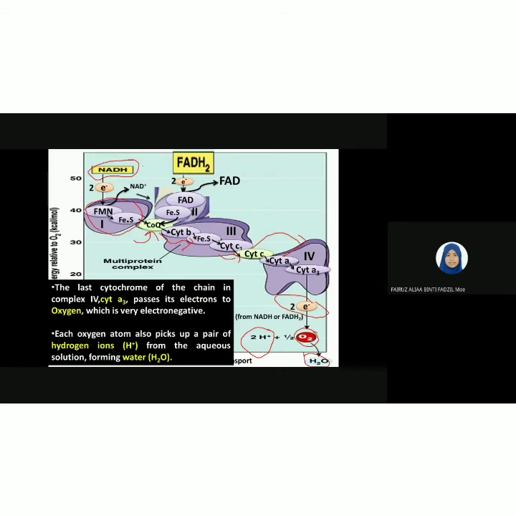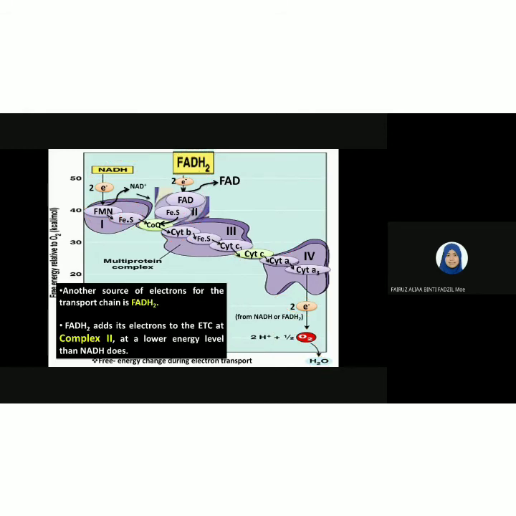Okay, the next electron carrier also produced during the Krebs cycle is FADH2, isn't it? So FADH2 also carries electrons and passes them to the electron transport chain. But it passes the electrons to a different complex. NADH will pass electrons to complex 1, but FADH2 will pass the electrons at a lower energy level, which is at complex number 2.